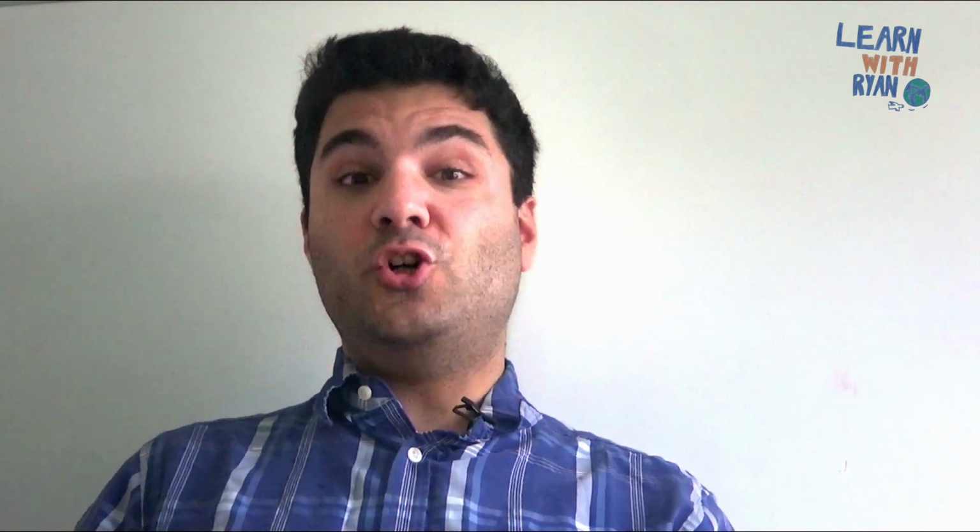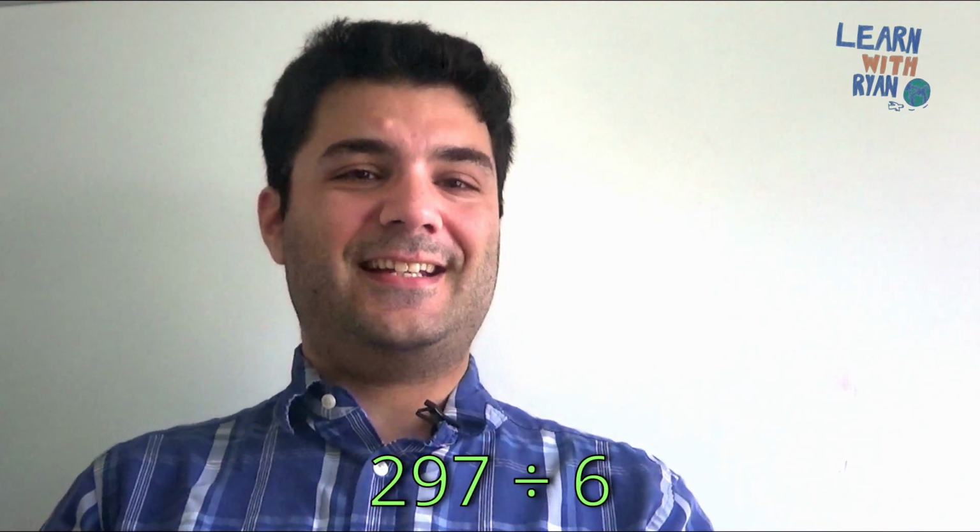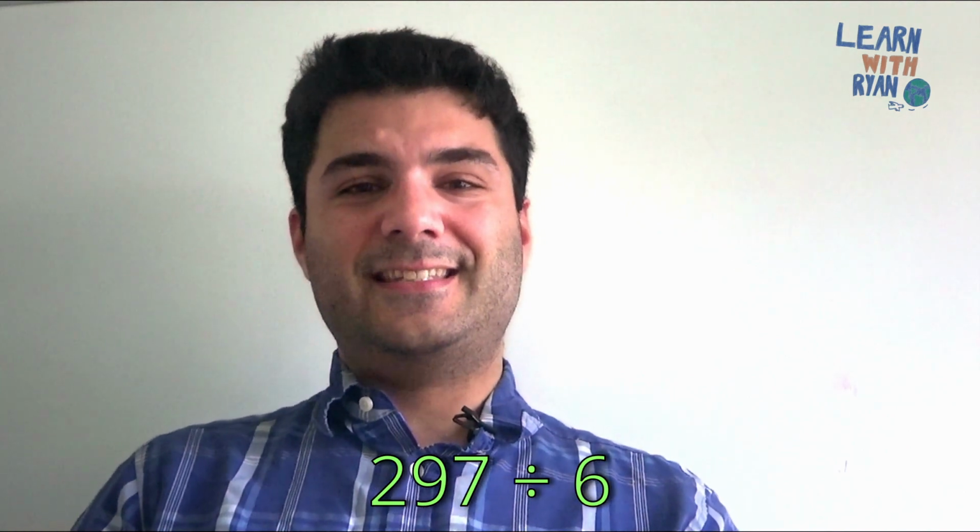And that's it for today. I hope you've enjoyed today's lesson on short division. Before I go, here is a question for you to have a go at. Can you calculate 297 divided by 6? That's 297 divided by 6.